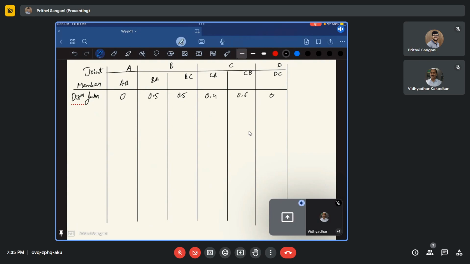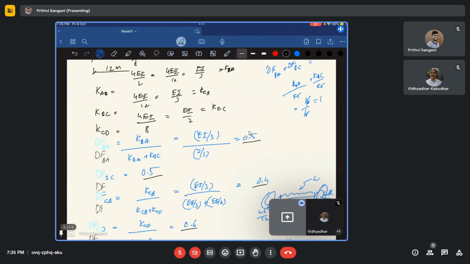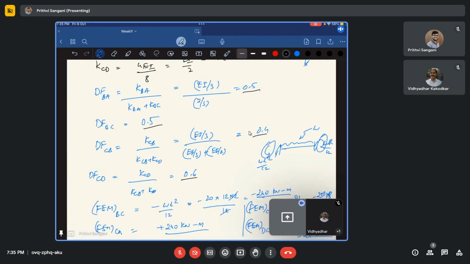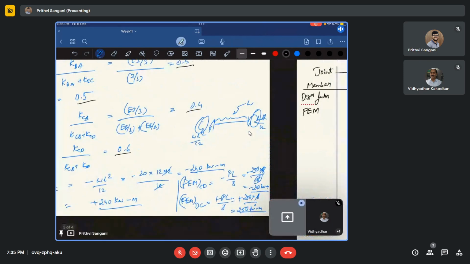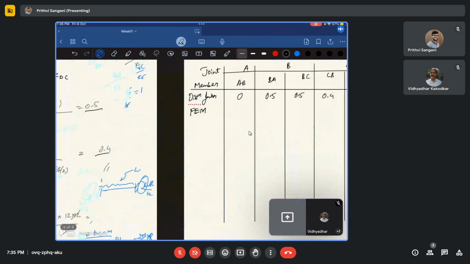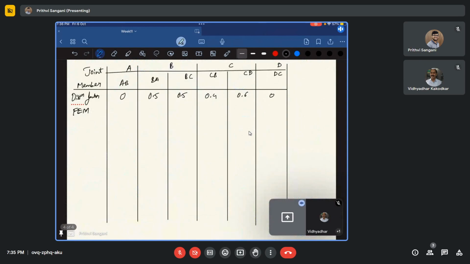First let us write the fixed end moments. This is where we start solving for the moment distribution method. So fixed end moments, let us go back and see what is happening. BC is minus 240, CB is 240, and CD is minus 250 and DC is 250. Okay. BC is minus 240.